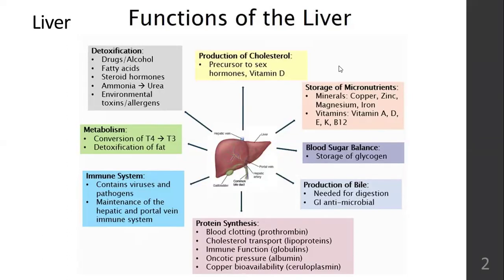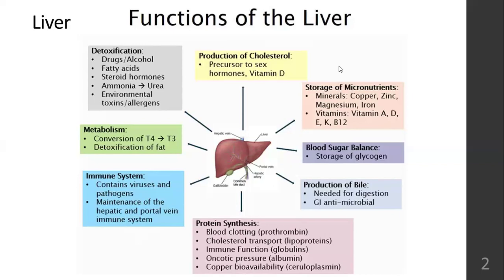Protein synthesis, like blood clotting factors. Prothrombin is a blood clotting factor. Producing proteins for transporting the fatty acids from point A to point B. Globulins that help in boosting your immunity, albumin that creates blood pressure within the serum. Ceruloplasmin helps in the transport of copper within your body.